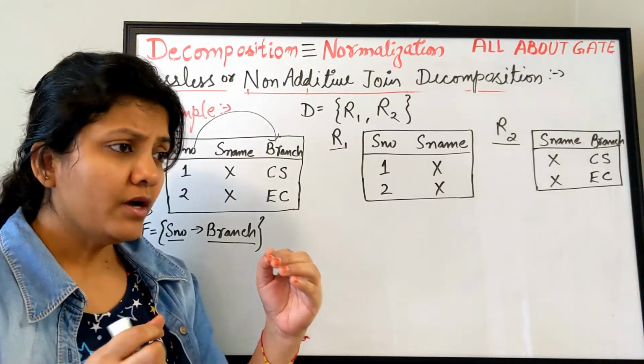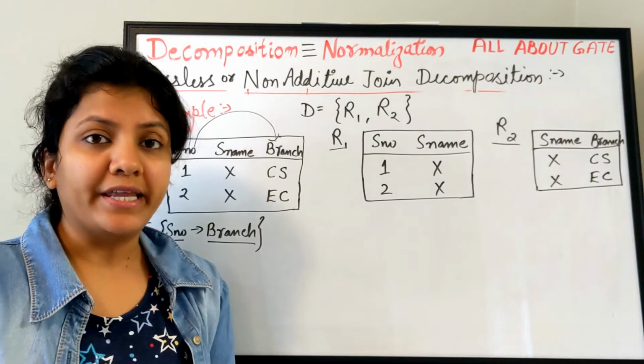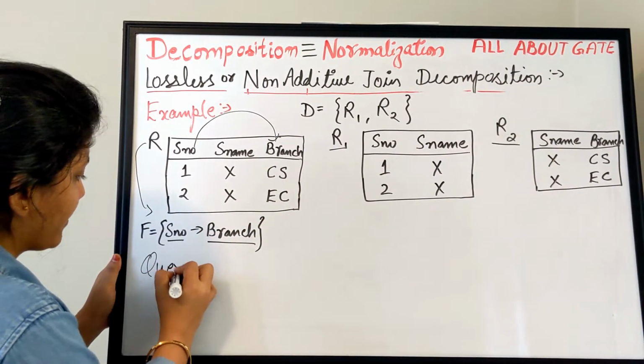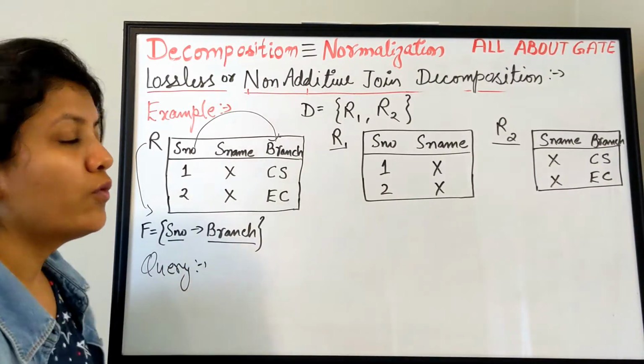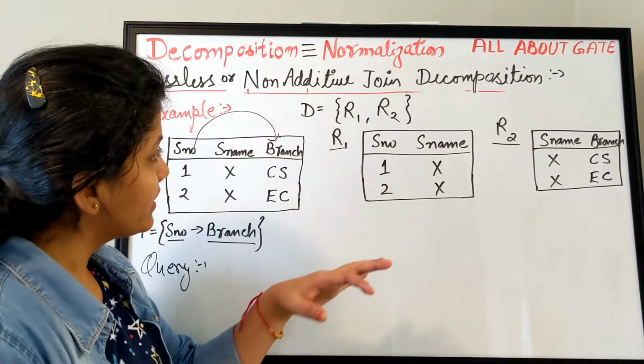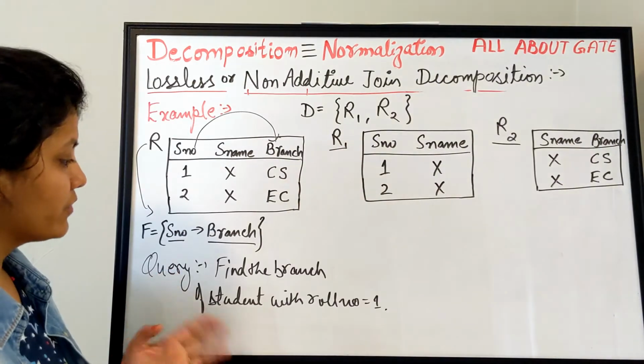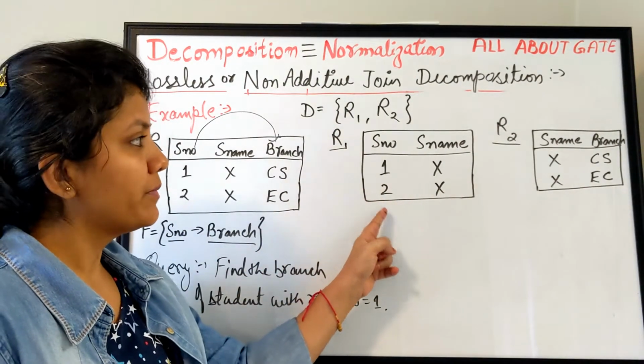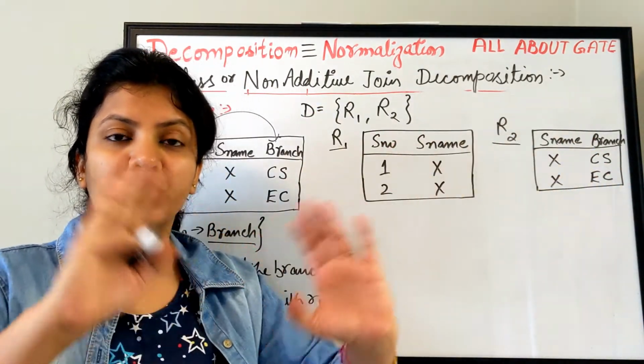Now assume there comes a query. Suppose we have a query. You just want to know what is the branch of a student whose roll number is 1. So guys, the roll number is right here, the student number is here, the branch is here. So these are two different tables.